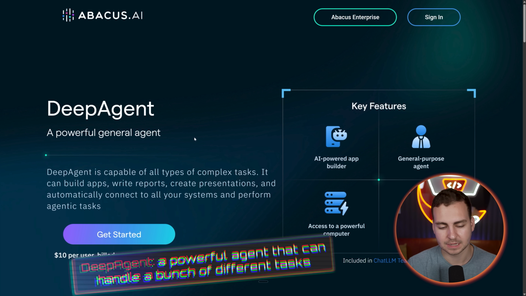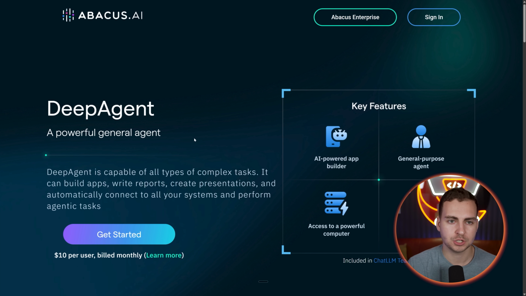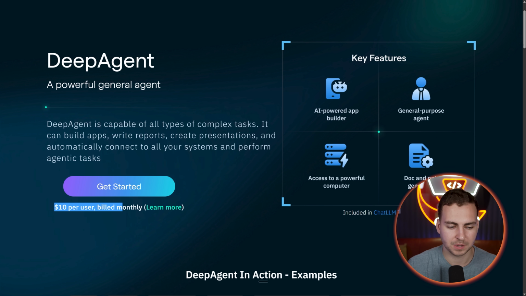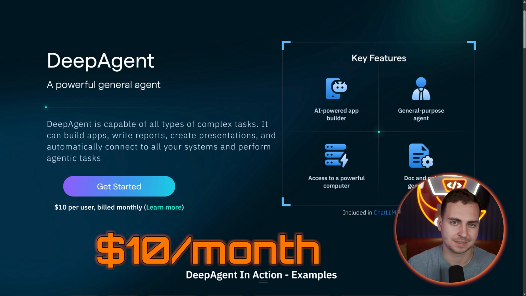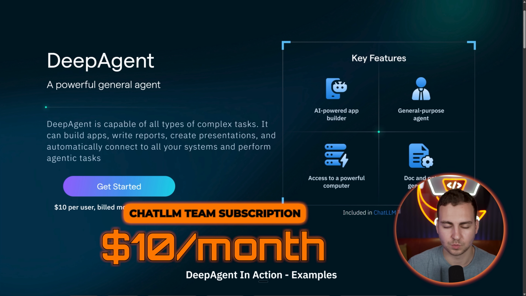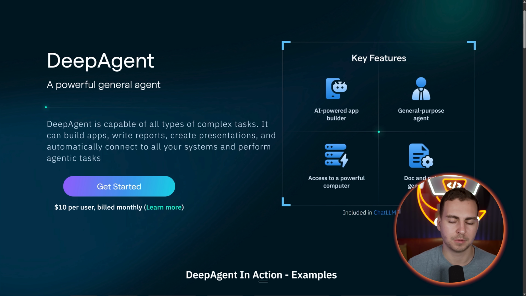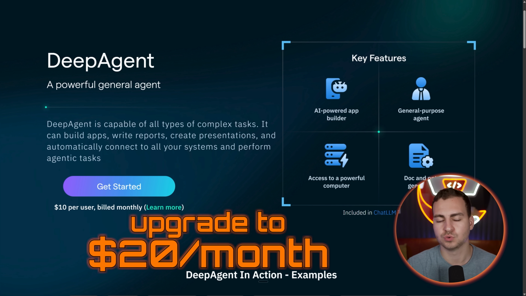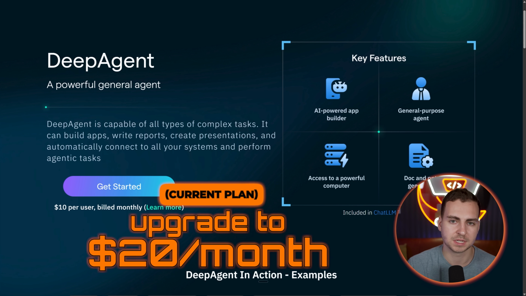Now if you do want to actually use DeepAgent, this is paid. You cannot use it for free. In order to use this, you would have to pay a minimum of $10 per month. That's the ChatLLM team subscription, but that will give you access to a bunch of other features as well. And then if you really want to use it and get a bunch of credits, you could upgrade that account to $20 per month, which is the one that I'm using in this video.